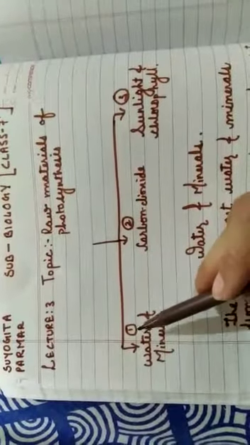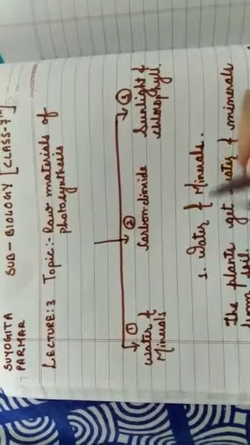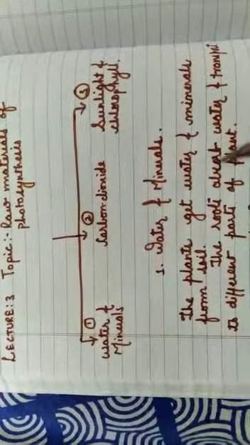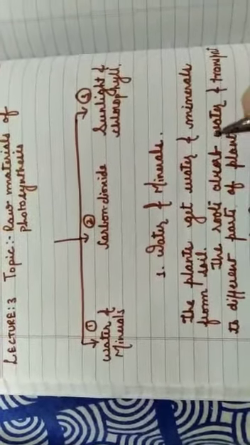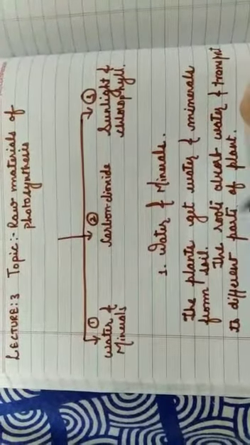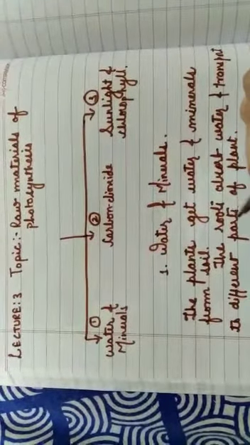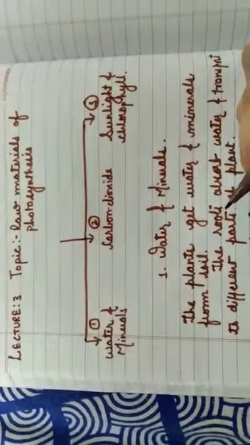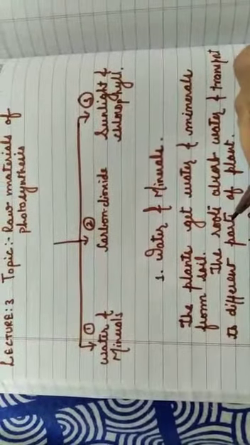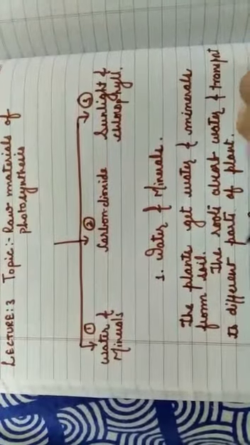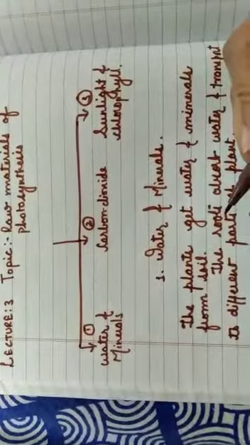So the first raw material is water and minerals. The plant gets water and minerals from the soil. The root absorbs water and transports it to different parts of the plant. We know that, we have done this in the previous class also. But here we will study how the roots absorb the water and how it is transported to different parts of the plant.